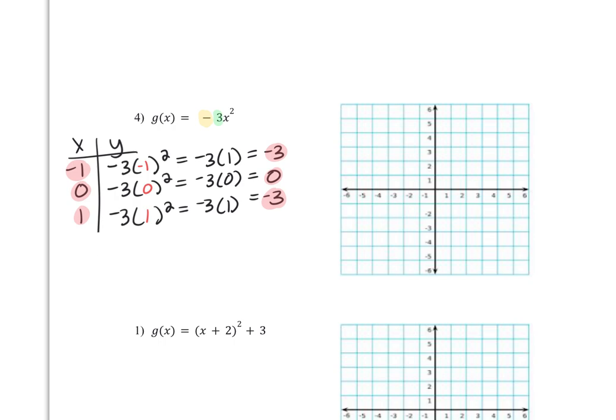Oh, before I forget, I almost forgot my parent function again. Let's get that guy on there. We don't have to do it after. Okay. -1, -3 down here. 0, 0. And +1, -3. It is a U shape, so make it U-y looking.